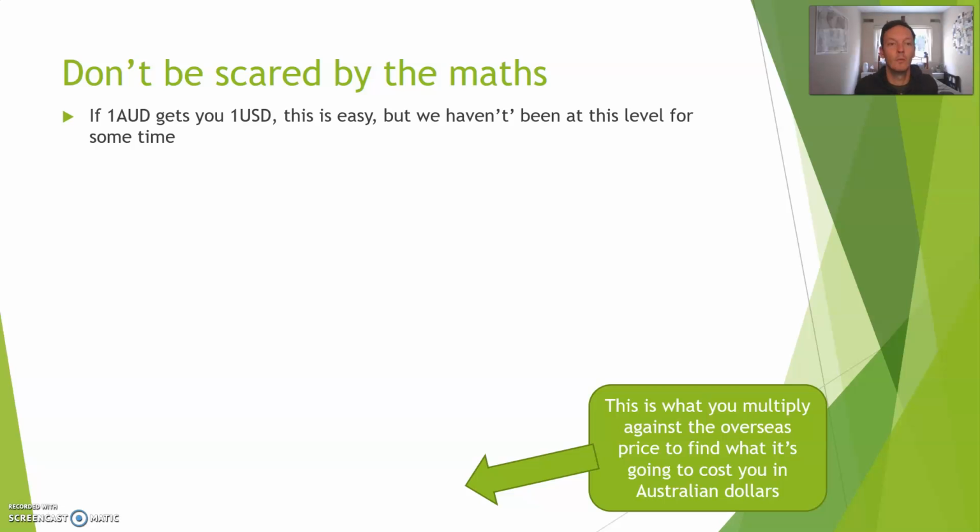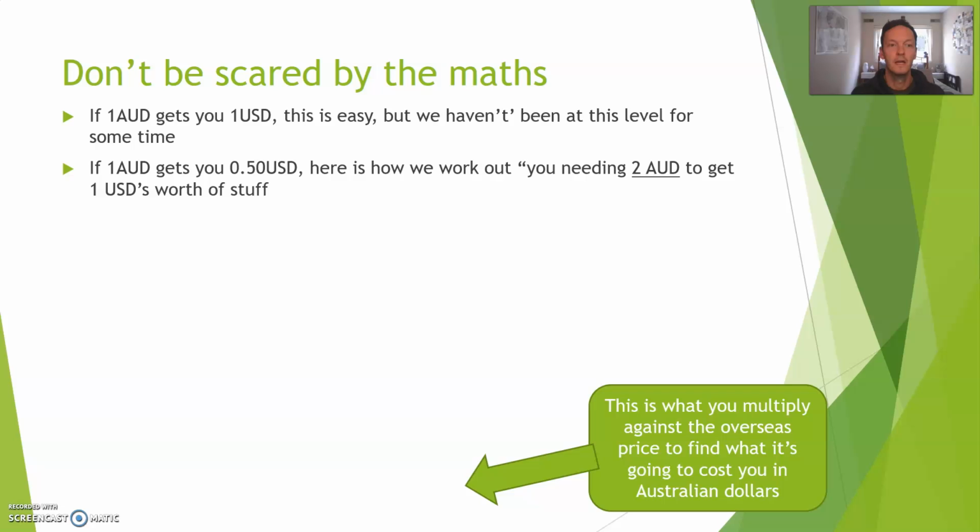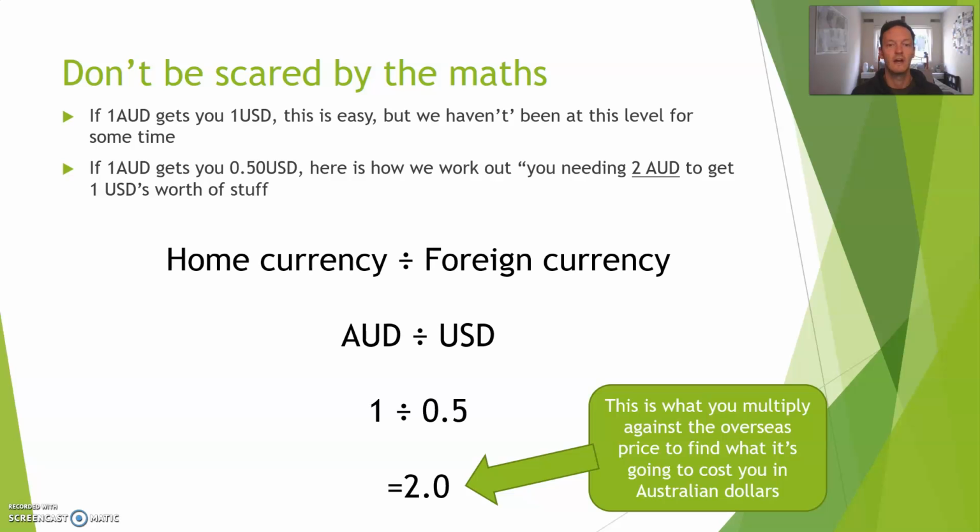Okay, $1 Australian gets you $1 US. So we're going to go back to the start, okay? But as I said here, we haven't been at this level for some time. If $1 Australian gets you 50 cents, here's how you work out you needing 2 to get $1 USD worth of stuff. Okay, so here's the formula, if you like, and it's not really a formula, but it's more the layout of how you figure it out.